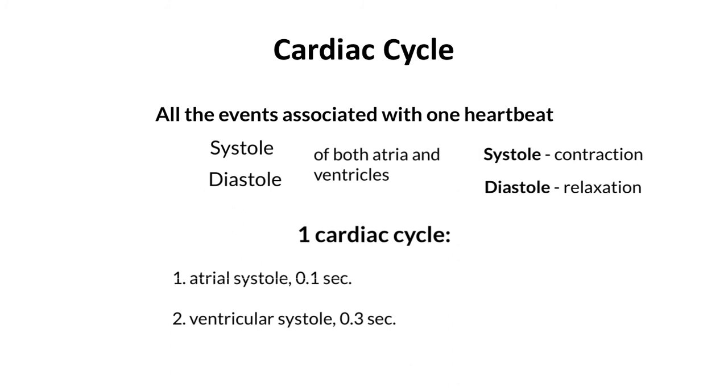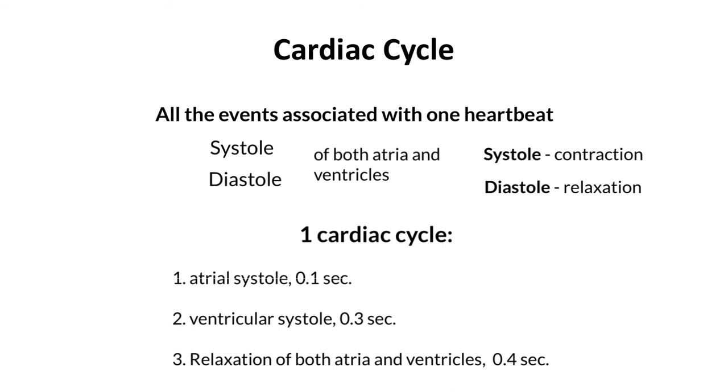Then there is a relaxation period where both atria and ventricles are relaxed. This lasts about 0.4 seconds. At this point, all the valves are closed. When heart rate is about 75 beats per minute, a cardiac cycle lasts 0.8 seconds. There is no point at which all four chambers are contracted at the same time.